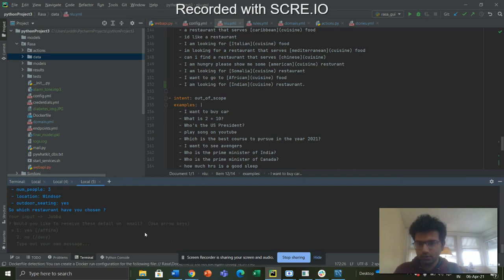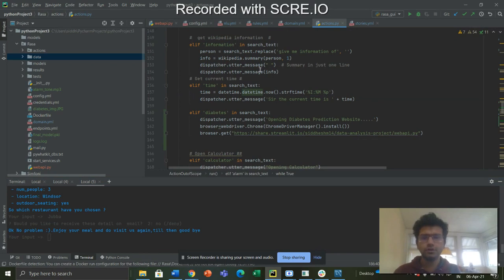So there is a button. Would you like to receive this detail on email? So I say no. Okay, no problem. Enjoy your meal and do visit us again. So this is the flow of restaurant chatbot.